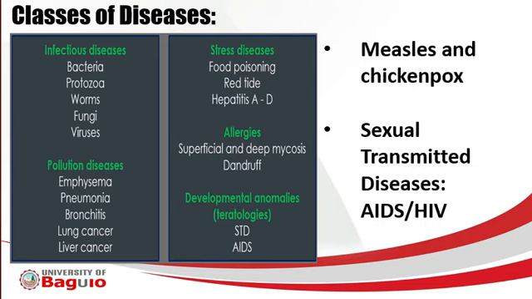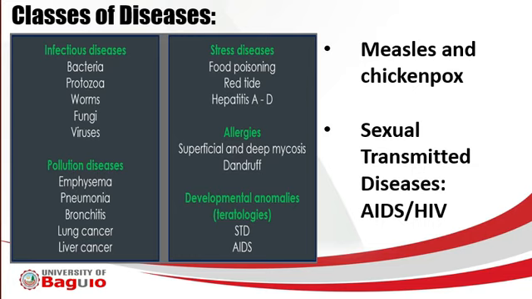And we also have stress diseases, and stress diseases include food poisoning, red tide, hepatitis stages A to D. And we also have allergies, yan, superficial and deep mycosis, and also dandruff is considered to be allergies. And we know, I think all of us, or maybe if not all of us, most of us, is also having an allergy. Yan. And we also have the developmental anomalies, or also known as the teratologies. Yan. So we have the STD, or the sexually transmitted disease, and one example is the AIDS or the HIV.